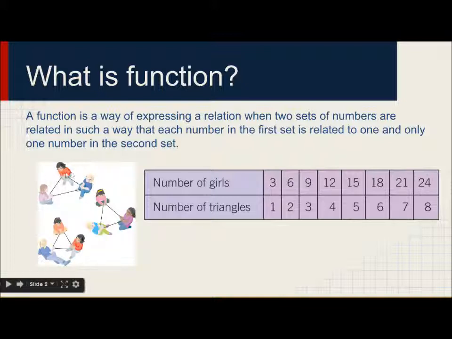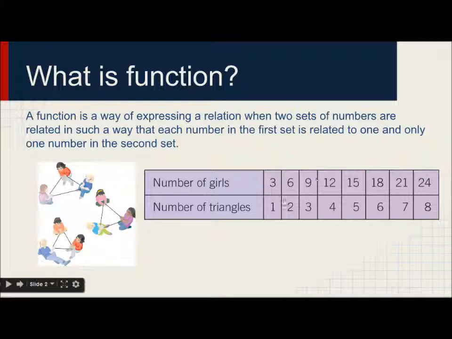Here we see that three girls are holding one triangle in each of these pictures. So how can we relate this picture to a function? Number of girls 3 and number of triangles 1. So whenever there are 3 girls, there is only one possibility, one triangle. When there are 6 girls, there is only one possibility, two triangles. When there are 9 girls, there is only one possibility, three triangles. Similarly, you can draw more triangles with girls sitting.